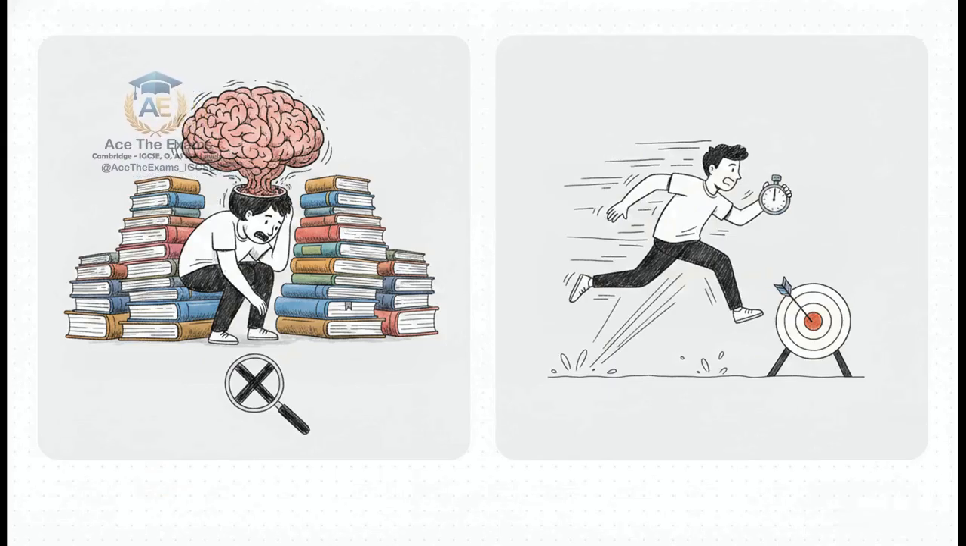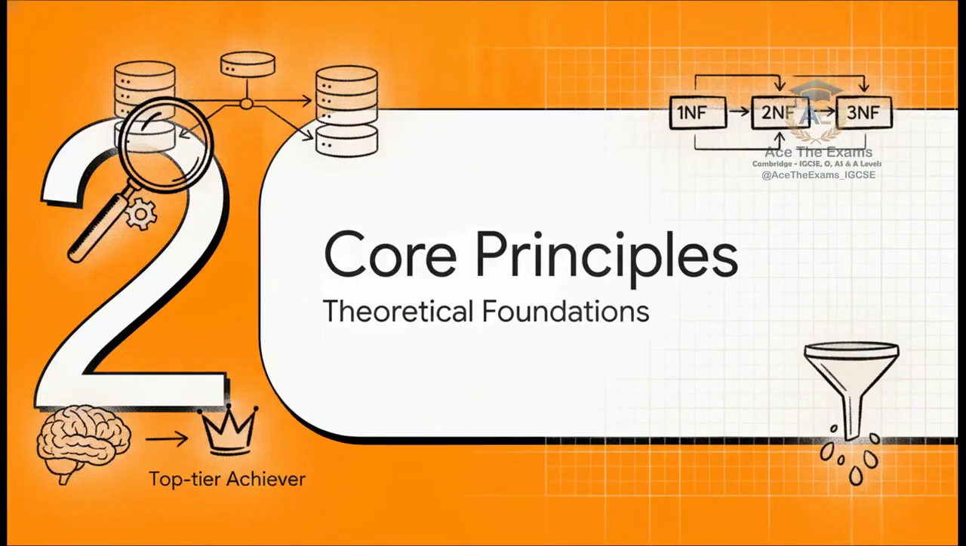Then on the right, we have Sam. Sam is a fast thinker, really smart, but rushes the execution. Sam completely ignores the specific command words required by the syllabus. If the command word is evaluate, Sam might just describe the normalization process, totally missing the requirement to actually discuss the trade-offs of the design. Both Alex and Sam are working hard, but they're leaving massive amounts of marks on the table. Which brings us perfectly into Section 2, the core theoretical principles. Let's fix these mistakes by understanding what the examiners actually want from you.